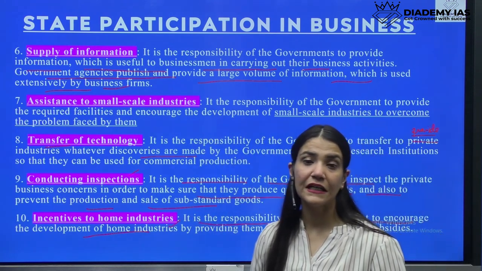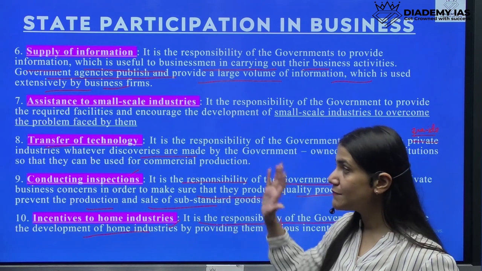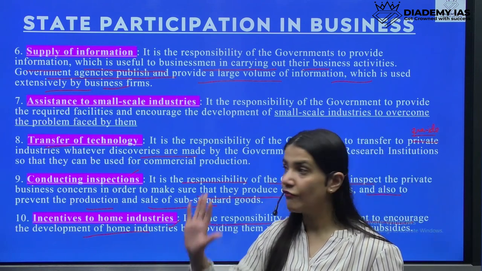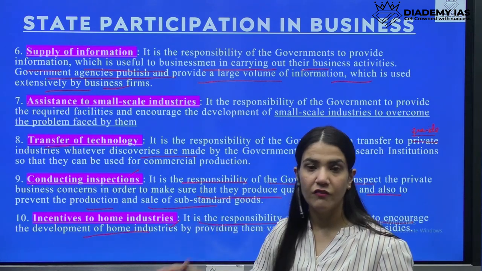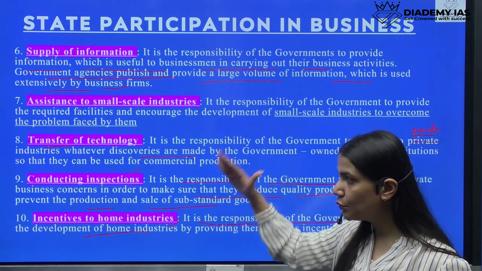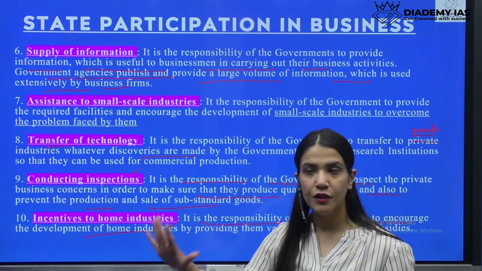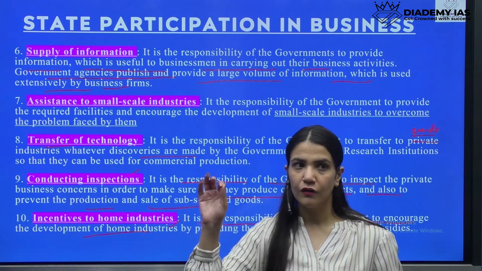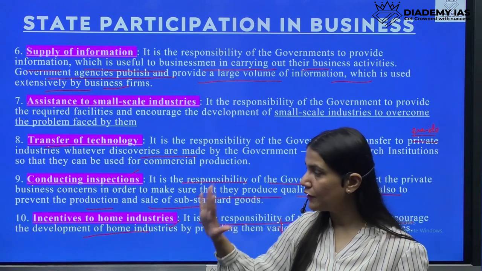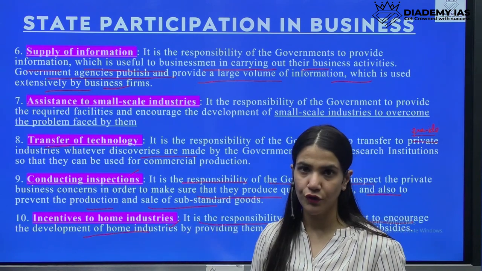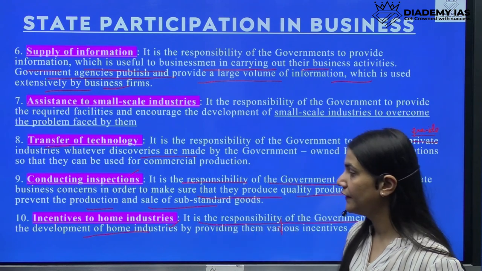So these are the basic 10 points as you can see here. Please make sure that you know all these 10 points and you are well versed with them. When the answer writing part comes, you can include all those 10 points in the form of a flow diagram also, and it would create a good presentation for your question answer, right?